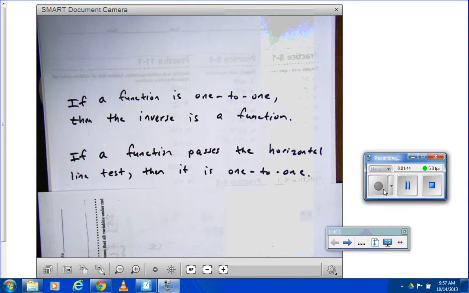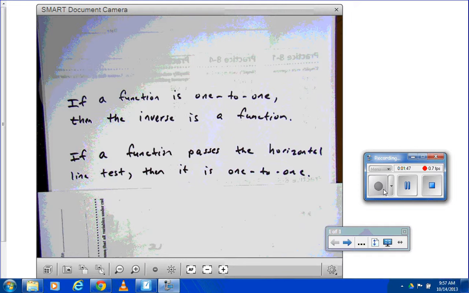Okay, so we're going to use these two statements to look at a graph and to determine, all right, would the inverse be a function? Okay, or is it 1 to 1? Sort of the same question. We're going to look at graphing inverses. Okay, let me put that on there for you.